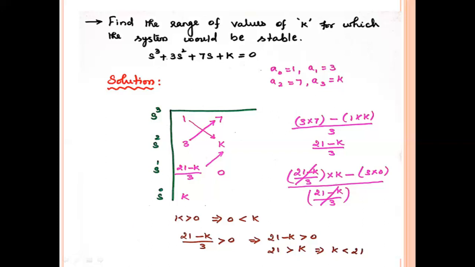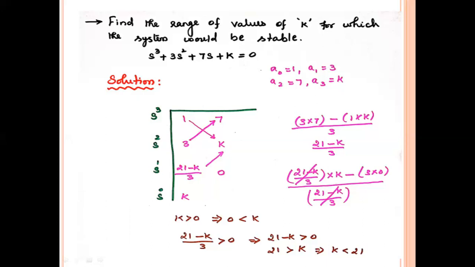The s power 3 coefficient is 1, so here I wrote a0 is equal to 1. Similarly, the s square coefficient is a1, so a1 is equal to 3. Then the s power 1 coefficient is a2, so a2 is equal to 7. Then the s power 0 coefficient is K, that is a3. So these four are the coefficients of this characteristic equation.